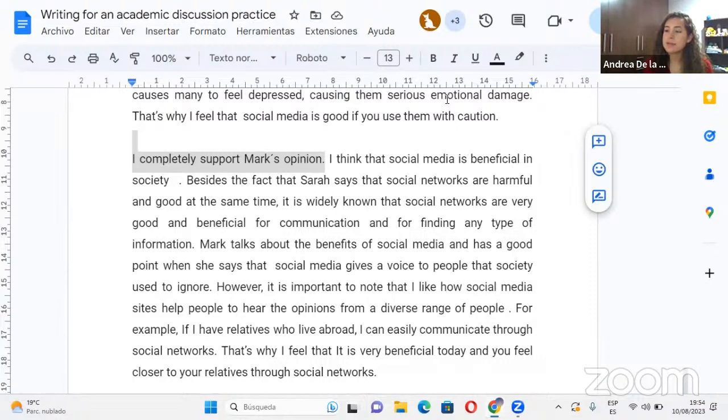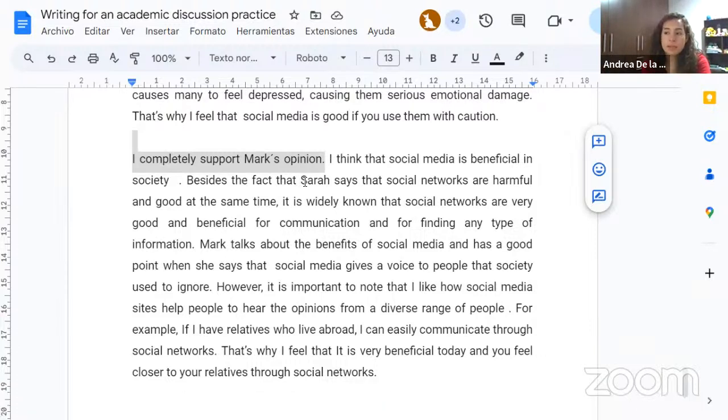Now, besides the fact that Sarah says that social media networks are harmful, well, careful here. First of all, you don't have to talk about Sarah in this part.